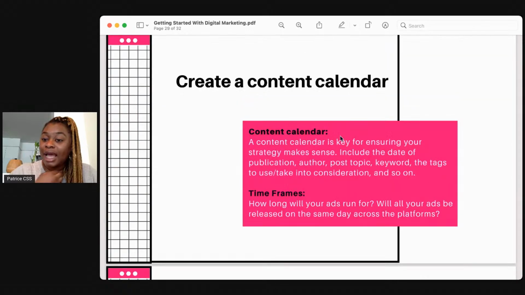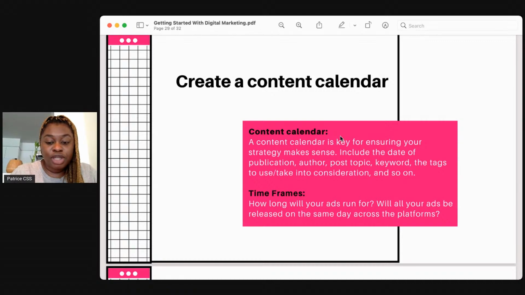And create a content calendar as well. You want to make sure that you have a content calendar, a plan for the rollout of this content. So you know how much it's all going to cost, you know what you're making, but you need to know when things are going to be posted and who needs to post at the same time as you, and do you have your influencers posting on a certain day, and what are the time frames, and how long is a certain ad going to run for, and all of these things.